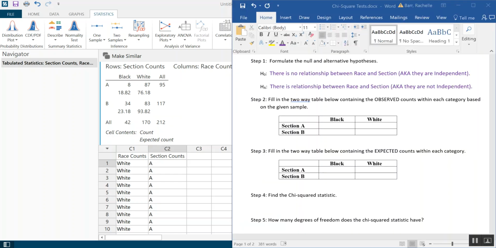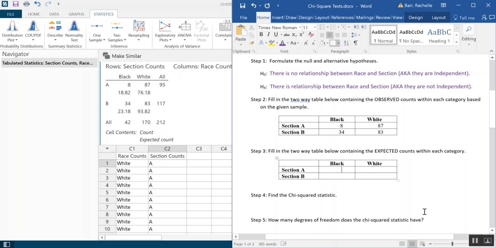So I'm going to pop up my Word document and fill in the answers. So black for A is 8 for the actual count. White, it's 87. That's already looking pretty suspicious. 34, and then 83, and I'm hoping you're seeing how I'm picking these off. And then for the expected counts, those are the lower values. So counts on top, expected's on bottom.